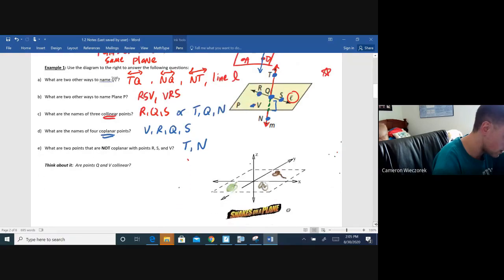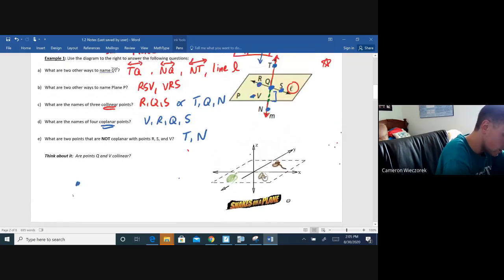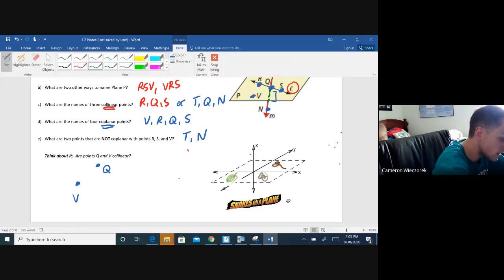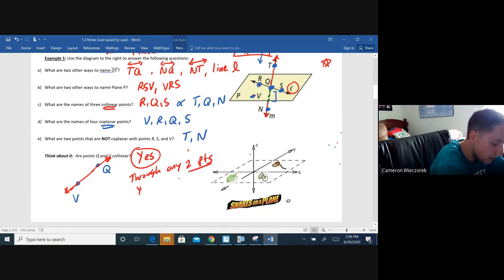Another interesting question to think about is, are points Q and V collinear? So if you look at your plane, here was V, here was Q. Even though you don't see a line, think about what you can always draw between 2 points. Any 2 points you have, you can always draw a line between them. So that's an interesting little takeaway here: sometimes even if we have 2 points, you're always going to be able to draw a line between them. So the answer to this question is yes. Through any 2 points, not 3, but 2, you can always draw a line, which means any 2 points are always going to be collinear.